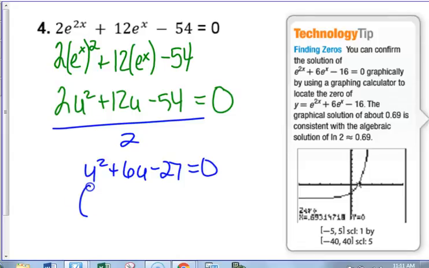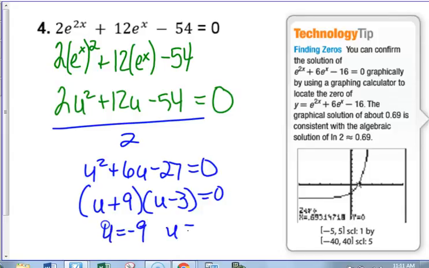How's it factor? Looks like it's problem 9 and -3. Good job. So if we solve that, we get u equals -9 and u equals 3. But there was no u in the question, guys. What do we have to do? Yeah, we have to make u back into e to the x.